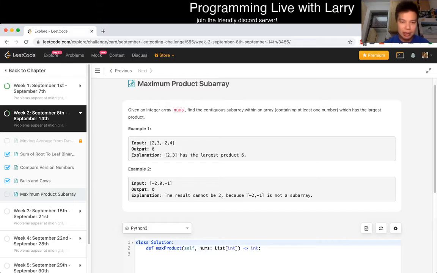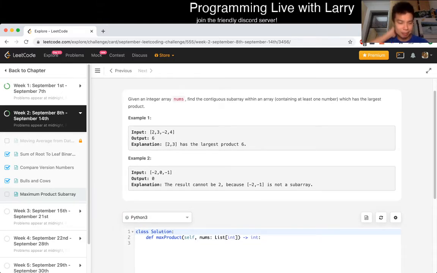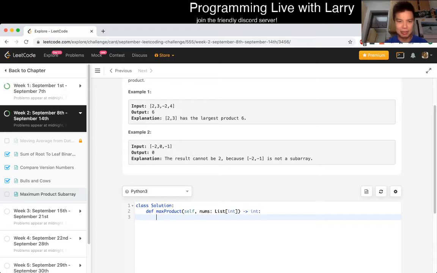So there are a couple of concepts here to go over. If you have zero, then the answer has to divide the left and the right from that. So if you have multiple zeros, you just take the subarray and then do the max product there.